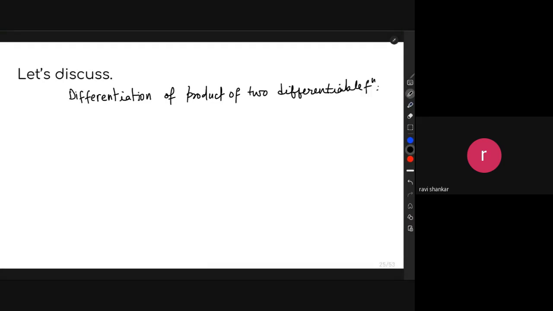Again, I'm not going to prove this part. Let's say f of x times g of x is given to be a product of two differentiable functions. Now you want to find the differentiation of this product. This is called the product rule.